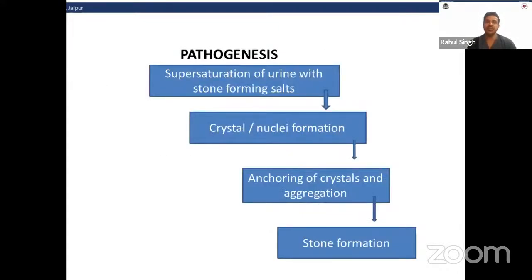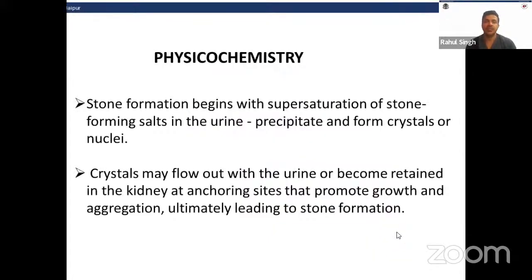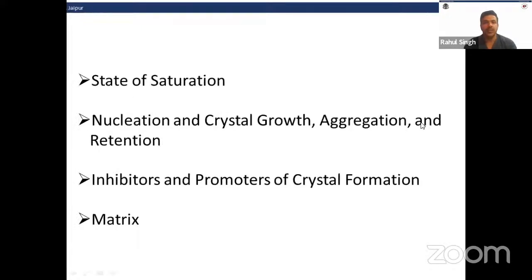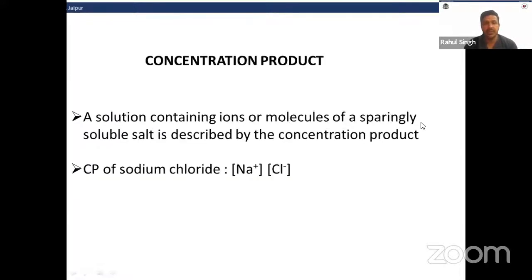About pathogenesis, it includes 4 stages: supersaturation in urine with stone forming salts, then crystal or nuclear formation, then anchoring of crystal and aggregation, and finally stone formation. In physiochemistry, stone formation begins with supersaturation of stone-forming salts in urine, which precipitate and form crystal nuclei. Crystals may flow out with the urine or become retained in the kidney at anchoring sites that promote growth and aggregation, ultimately leading to stone formation. The topics are: state of saturation, nucleation, crystal growth, aggregation and retention, inhibitors and promoters of crystal formation, and finally matrix.